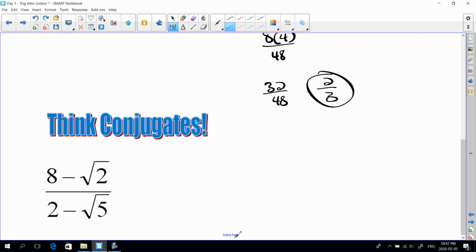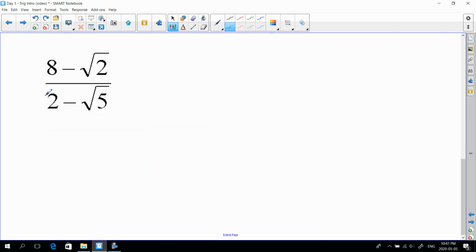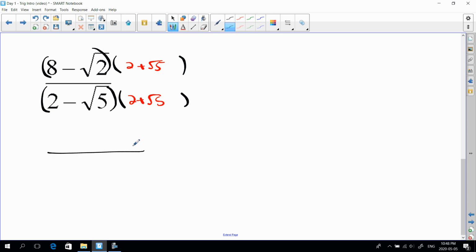Now, when there's two terms, you've got to multiply by the conjugate. Okay, so what is a conjugate? Well, what's the conjugate of 2 minus root 5? It's the same two terms with the opposite sign between them. Okay, and now I'm going to multiply if I do that to the bottom. So the idea behind multiplying by the conjugate is I'll get rid of the radical from the denominator.